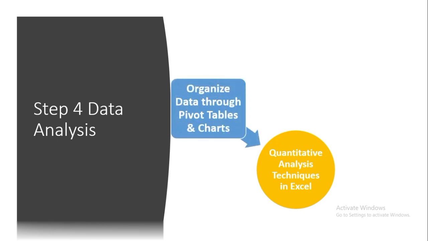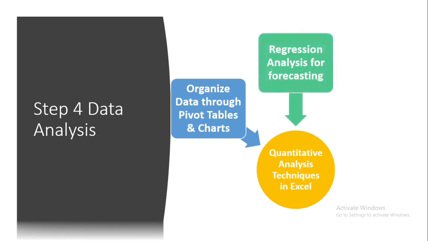All these types of analysis can be done in Excel through the following three most powerful methods. One is we organize the data through pivot tables and charts, and then we can do the descriptive analysis, confirmatory analysis, and exploratory analysis. So we can understand the main features of the data summarized through charts, pivot tables, or graphs, and then we can do the confirmatory analysis through the pivot tables.